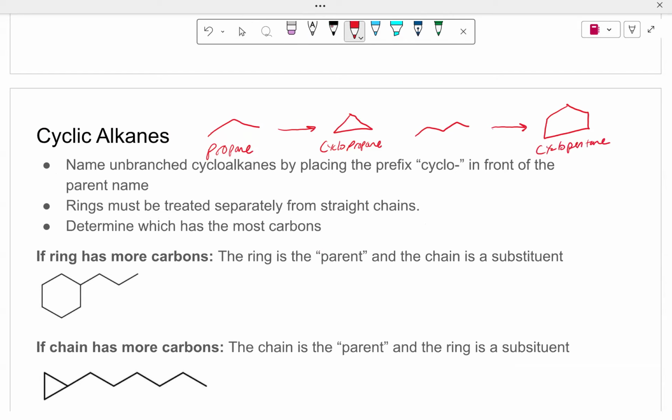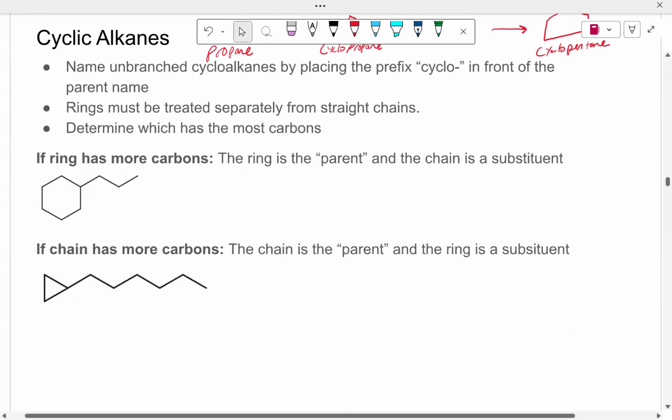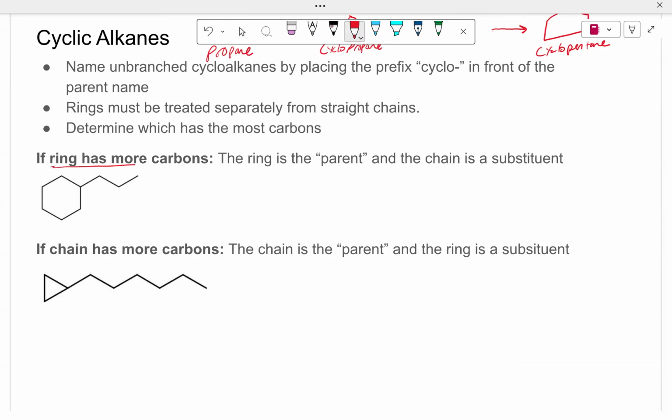Now, rings get a little tricky because if the ring has a substituent, you have to compare what's bigger. Is the ring bigger or is the side chain bigger? If the ring has more carbons, then this is our parent chain, and we name whatever is left as a substituent. That 3 group of carbons right there is a propyl group. So I would call this propylcyclohexane.